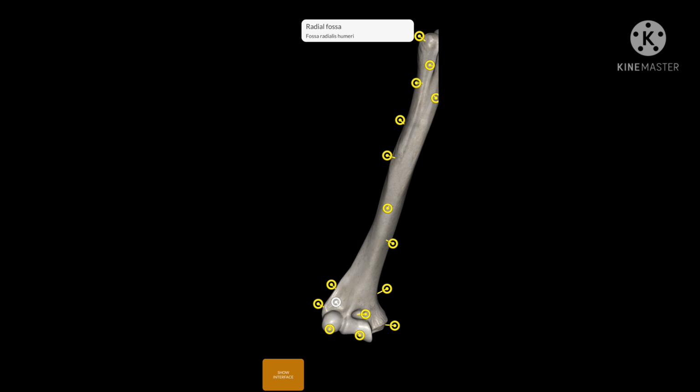Above the capitulum there is a structure called the radial fossa. This radial fossa is a depression just above the anterior aspect of the capitulum. It accommodates the head of the radius when the elbow is flexed. During flexion, the head of the radius fits into this fossa. And this is the coronoid fossa. This coronoid fossa is also a depression just above the anterior aspect of the trochlea, and it accommodates the coronoid process of the ulna when the elbow is flexed.